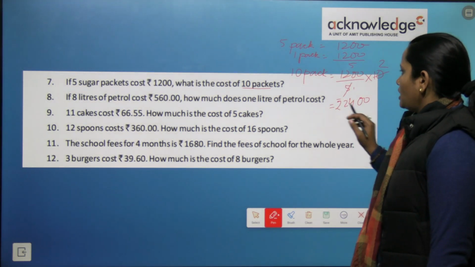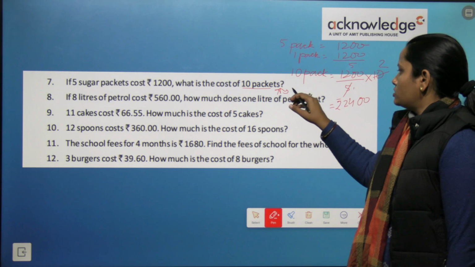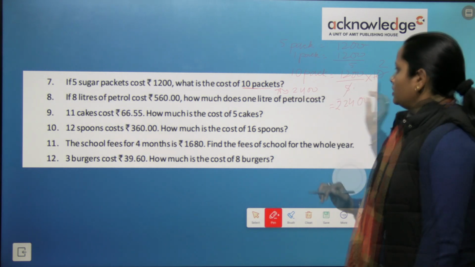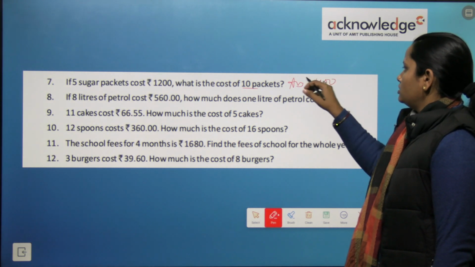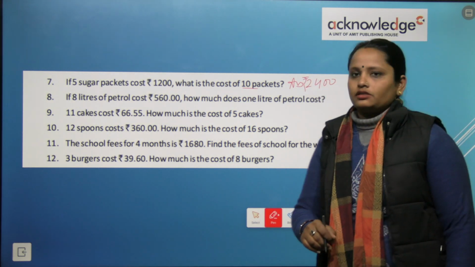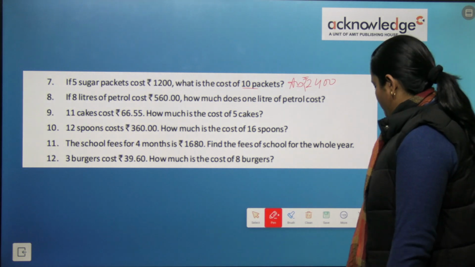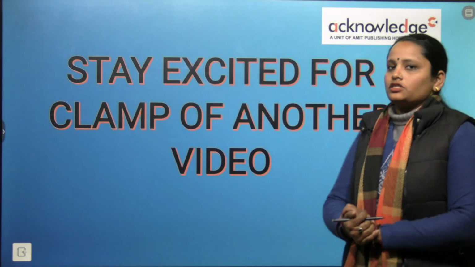So similarly, children, you have to do the rest of the questions here. Let's write down the answer. It's 2400 rupees. Clear? So similarly, you have to complete till question number 12. So children, I hope that you have understood the chapter unitary method. And what do we do in this method? We find the cost of one thing and then we can find the cost of many things.